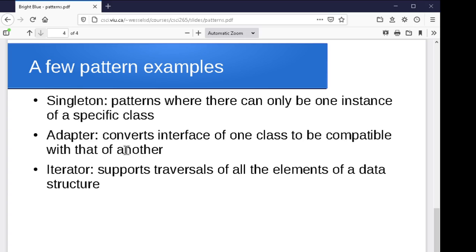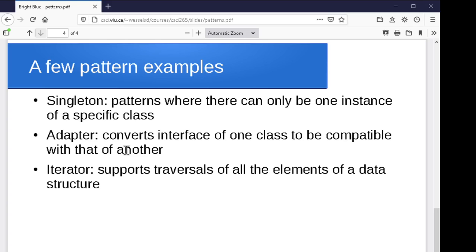This is a pattern that we might use where we're trying to convert the interface for one class so that it's compatible with that of another. So you've got these two classes that need to talk to one another, but they're not really set up in a way to make that suitable directly. So we come up with an adapter pattern to sit in the middle and translate between them, to adapt one for the other.